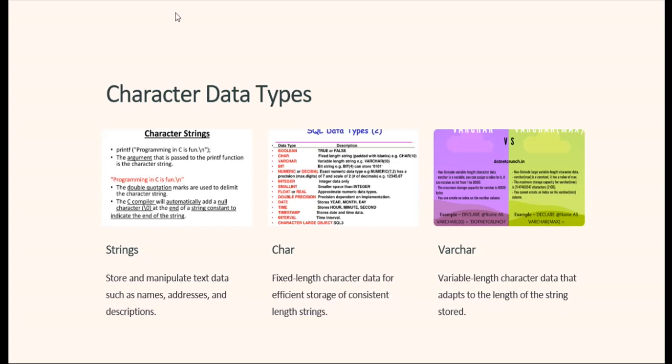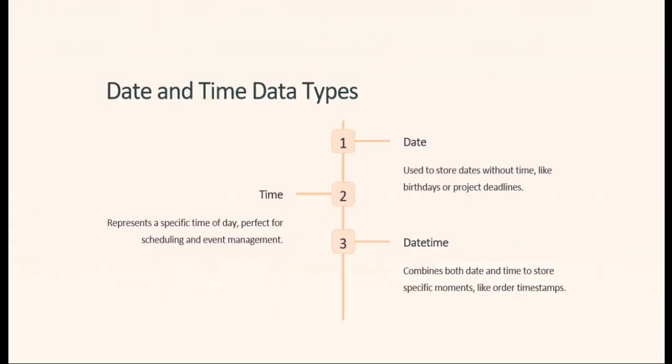And the last character data type is varchar. Varchar is variable length character data that adapts to the length of the strings stored in the query. So these are the character data types in SQL. No need to worry, we will see them one by one in practical sessions. This is a beginner's guide series, so that's why I'm taking it from the basics, from the definitions. So don't take any tension about that.